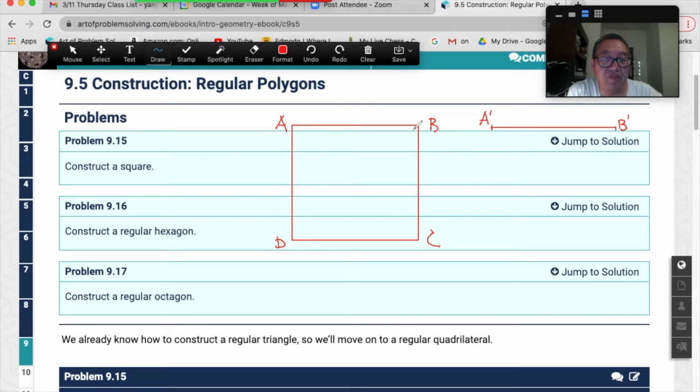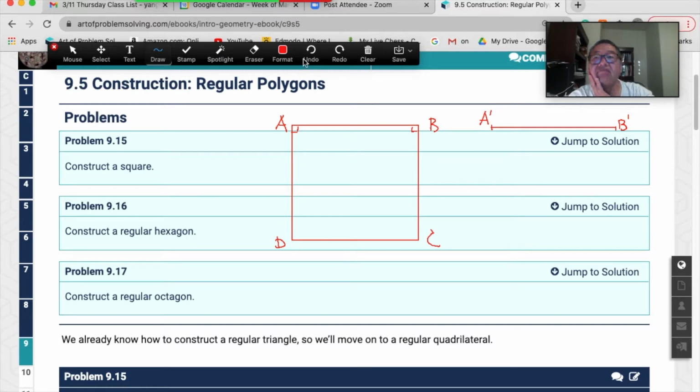You know BC is perpendicular to AB, right? And AD is also perpendicular to AB. So that means we need to build a line perpendicular to A prime B prime that passes through B prime and A prime. So how can we do that? We already learned that. Jerry, do you still remember how we can build a line perpendicular to another line? I kind of forget. Here we try to build a line perpendicular to A prime B prime, but passing through B prime. This is what we try to do.